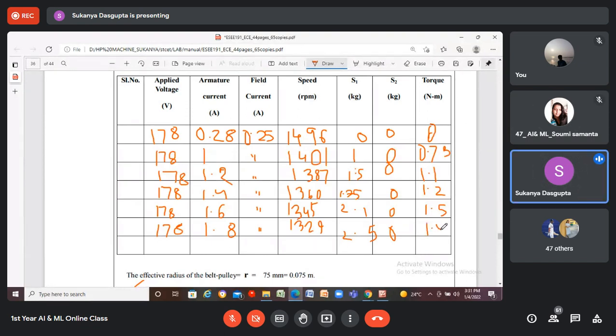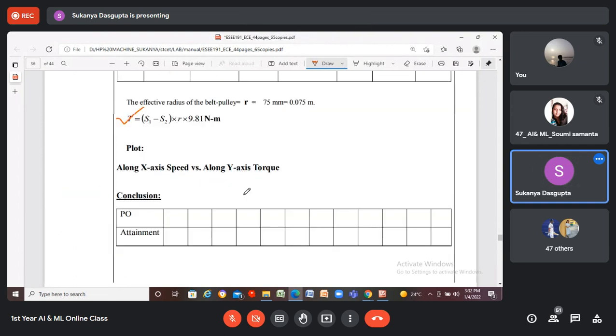So you can see that in this motor, the torque is directly proportional to the armature current. As the armature current is increasing, the torque is also increasing. So this is a characteristic of a shunt motor. Let me draw the basic block diagram of a shunt motor.